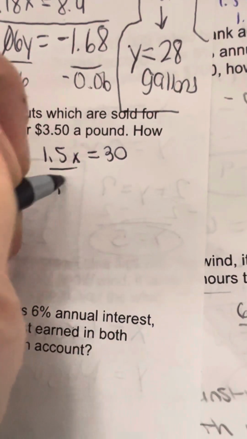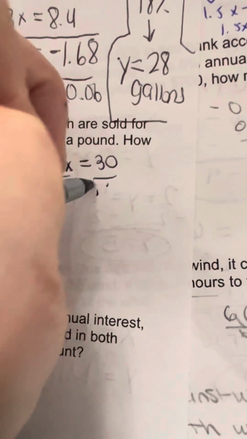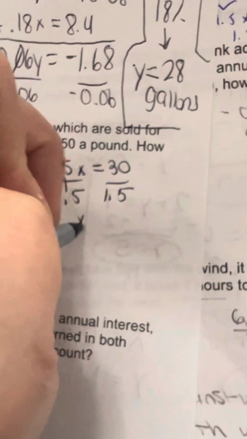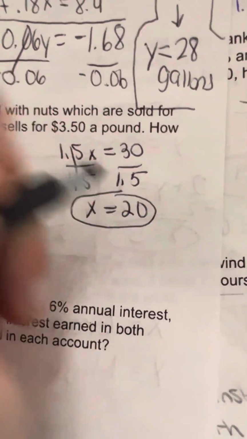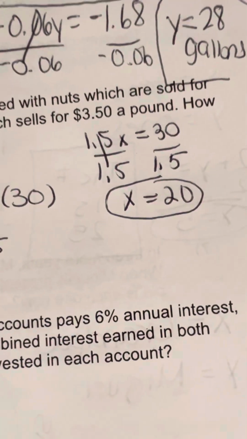And then I want to divide both sides by 1.5. And x is going to give me a number of 20. So 20 is what I have for my chocolate.